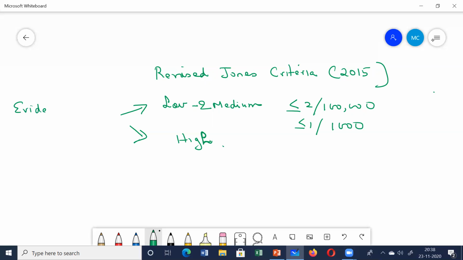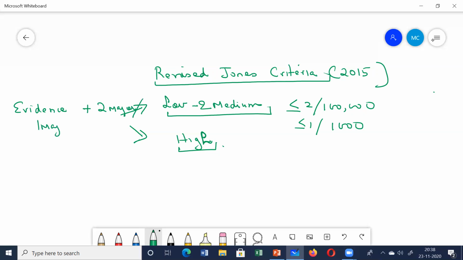This is the revised Jones criteria, and remember, the only difference is that they have classified the patients into a low, medium, and a high risk population, and accordingly they have fixed the criteria. For low and medium, it is the same thing which we discussed just now: there is prior evidence of an antecedent group A beta hemolytic streptococcal infection, plus 2 major or 1 major plus 2 minor criteria.